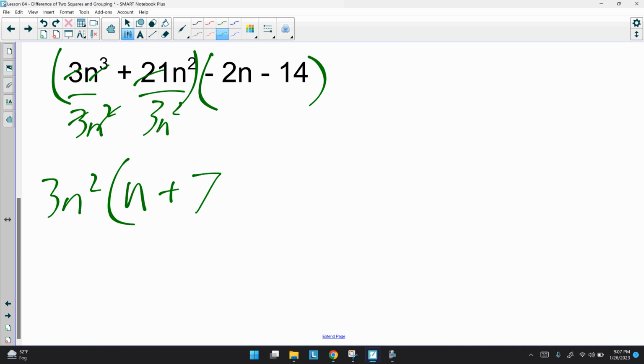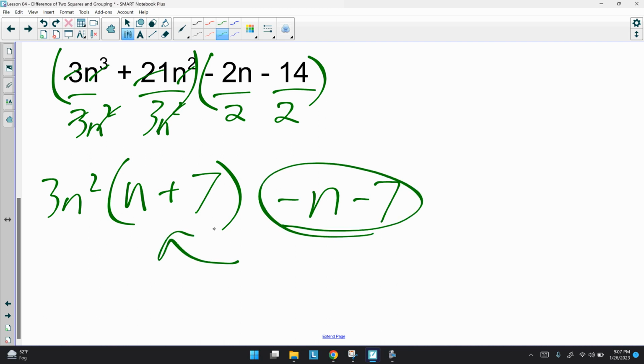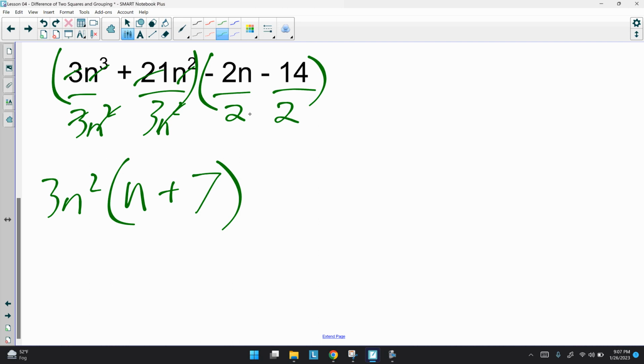Now, foreshadowing. If I just pulled a 2 out, I would get a negative n minus 7. This would not match this parentheses. So, we need to pull out a negative 2. We need to be crafty about this. If I pulled out a negative 2, well then those cancel, and I get an n. 2 negatives make a positive, so 14 divided by 2 is 7. And now they do match.